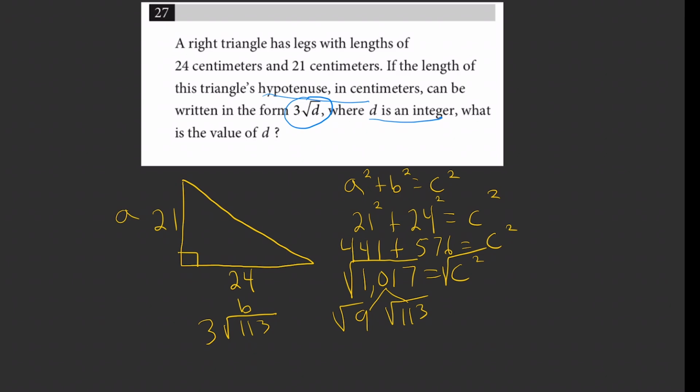Okay, so again, this is the hypotenuse. This is the 3 square root of 113, and they're saying we can write that as 3 square root of d. That's just a way of asking, what would you get under the square root sign? So the answer right there, if I'm gridding this in, I would put down 113.